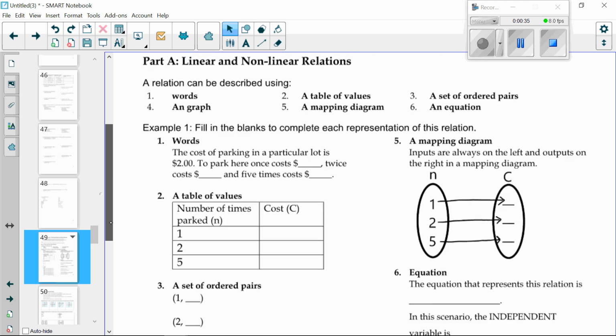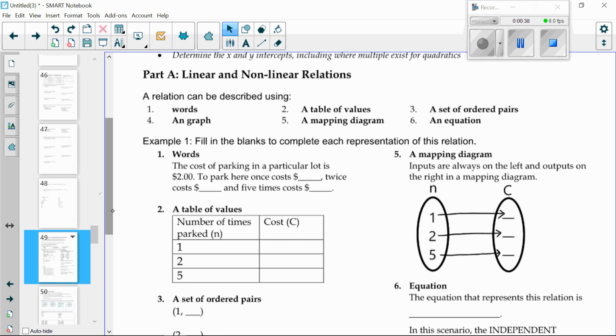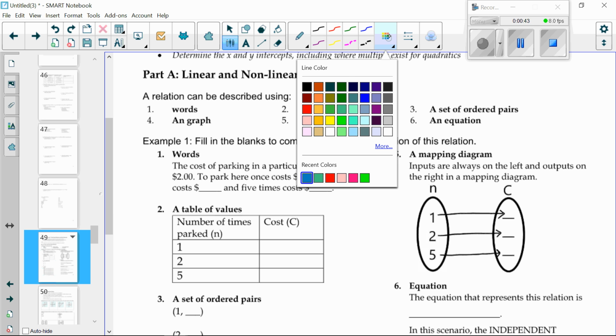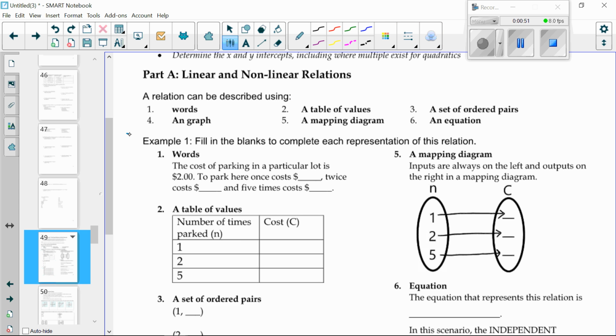Okay. So, linear and non-linear relations. A relation can be described using words, a table of values, a set of ordered pairs, a graph, a mapping diagram, or an equation. We're going to discuss what a mapping diagram is in just a second. So, fill in the blanks to complete each representation of this relation.